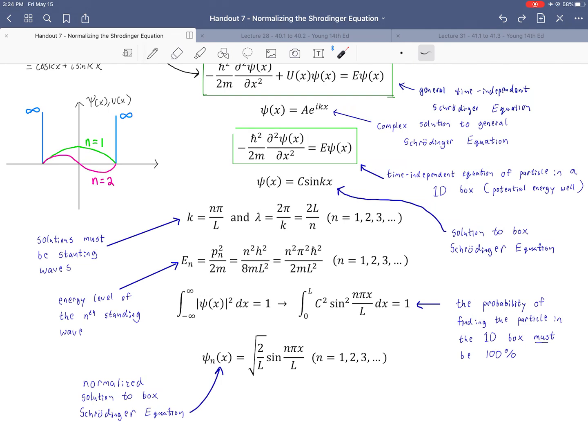And so the whole idea here is that instead of just having a general C in front, that C has become the square root of 2 over L. I'm going to show you where that came from in the second example, okay? Because all you're basically going to be doing in the homework is finding C's for different particular trapped waves, okay? All right.